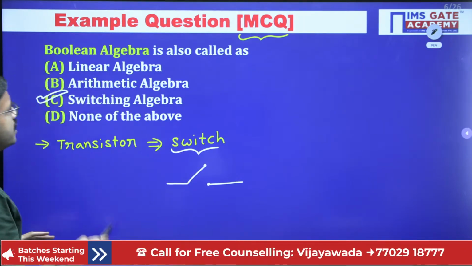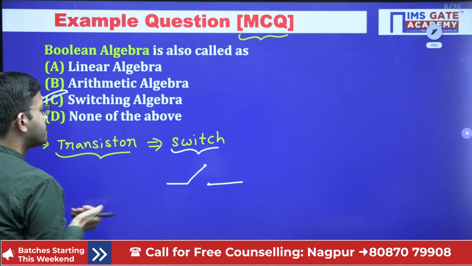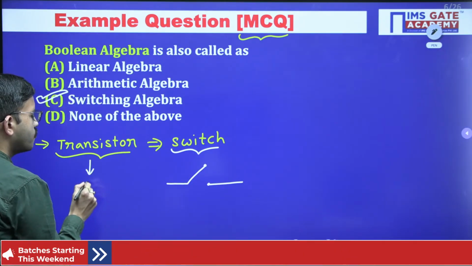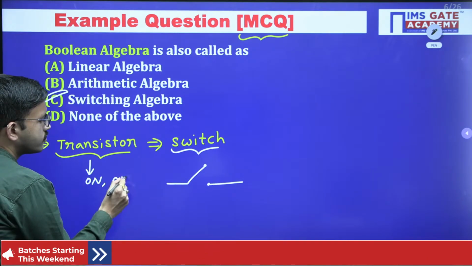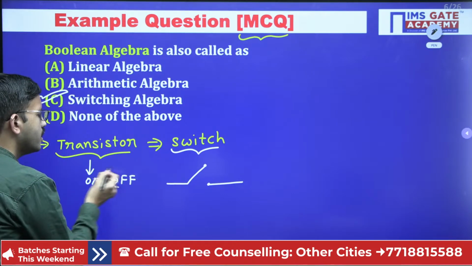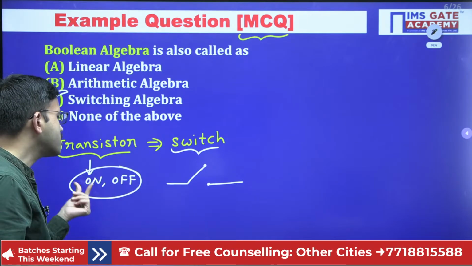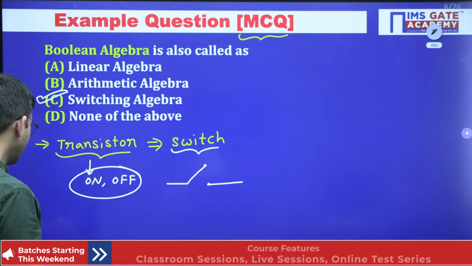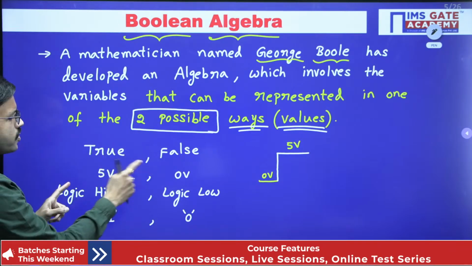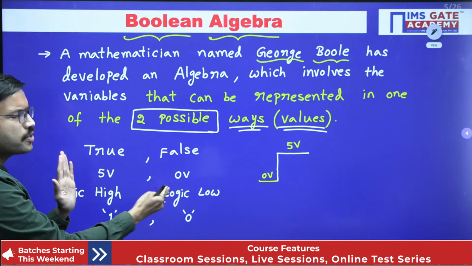That's why, if you observe once again, a transistor we can make it on or we can make it off. Just observe here also, you are getting one of two possible cases, either the transistor is on or the transistor is off. Just like true, false, 5 volt, 0 volt, logic high, logic low, 1 or 0, that means two possible values, right?